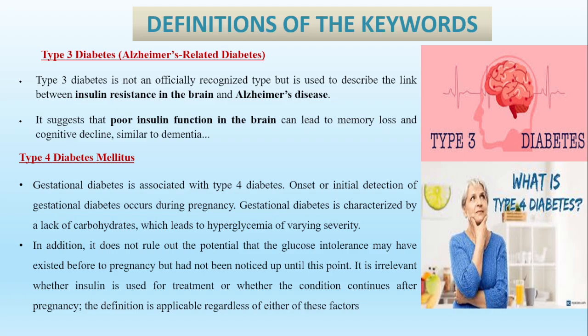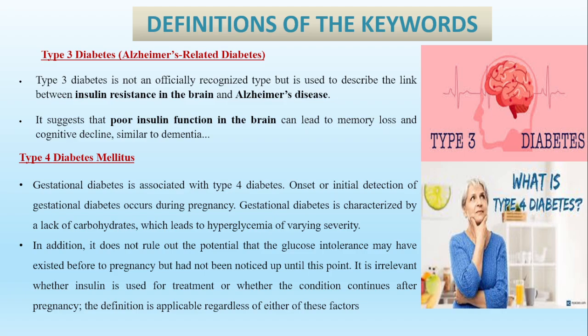The third type of diabetes is gestational diabetes, which develops during pregnancy and usually goes away after childbirth. This means that this is the fourth type, or we can say this is the officially recognized type 3 diabetes. Onset or initial detection of gestational diabetes occurs during pregnancy.